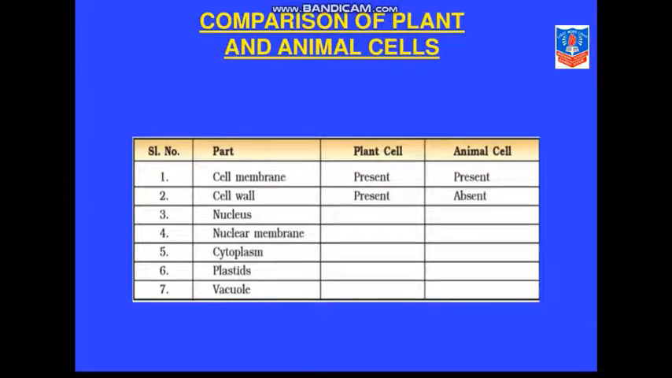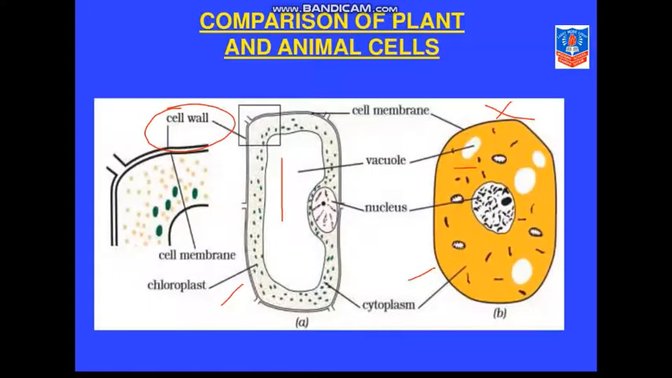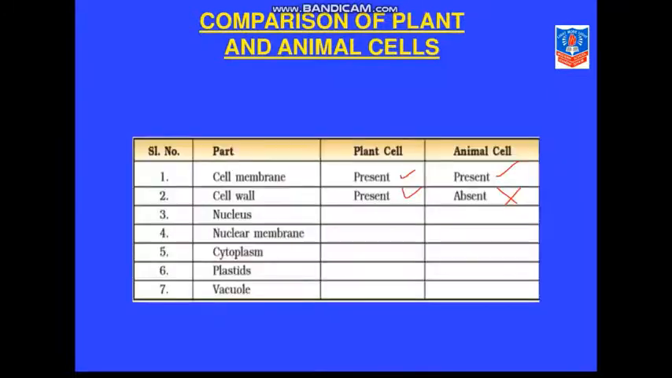First is cell membrane. Cell membrane is present in both of them. So I will tick mark present. It is also printed first. Then there is cell wall. Cell wall is present only in plant cell, and in animal cell it is absent. Just see the figure I told you, cell wall is present here, but in animal cell it is absent.